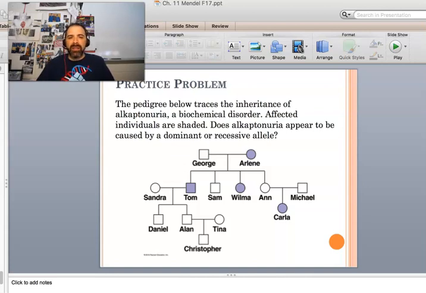The pedigree traces the inheritance of alkaptonuria, a biochemical disorder. I butchered that. Affected individuals are shaded. Does alkaptonuria appear to be caused by a dominant or recessive allele? Well, if we're looking through this, it's present in pretty much every generation. And so we would have to go through and put in some letters. So if we put in some, it's probably not autosomal dominant. I have to work it out. But no, actually, it can't be autosomal dominant because Anne and Michael don't have it. They have an offspring that has it. If it's autosomal dominant, actually, no, it could be autosomal dominant.